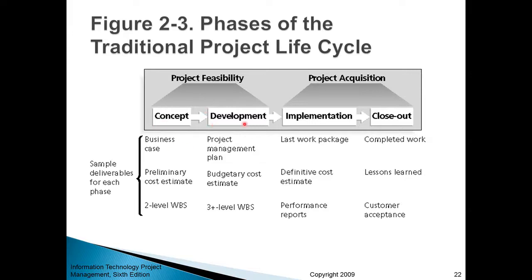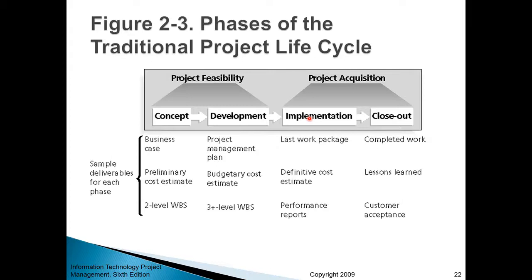Then you have the development phase, where you do detailed planning, where you produce a detailed project management plan. It's probably the most important deliverable from that phase. Then you provide more realistic and more granular budgetary cost estimates. And then you add some details to the work breakdown structure as well by moving from the second level to the third level. Third level means you have one more level of detail added.